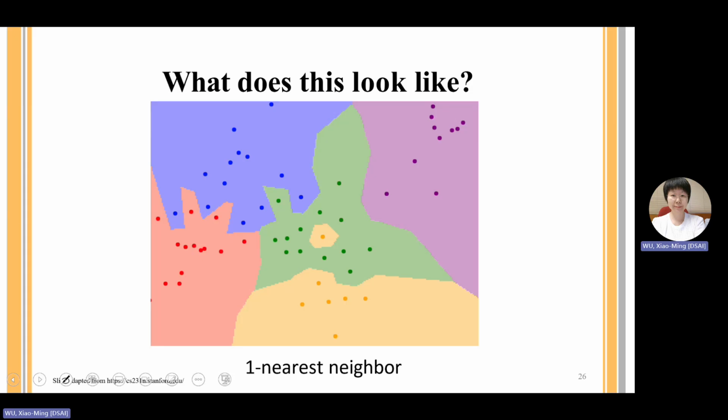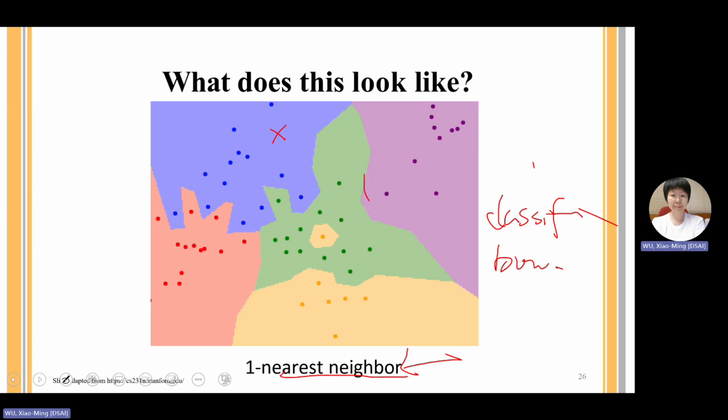So with this classification boundary, if this point falls within the blue boundary, we know its category should be blue. So these boundaries represent the classification boundary calculated using one nearest neighbor. Clear?